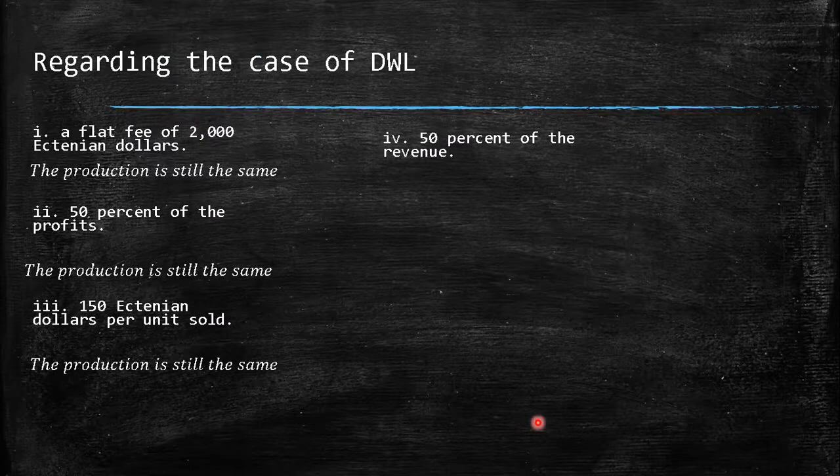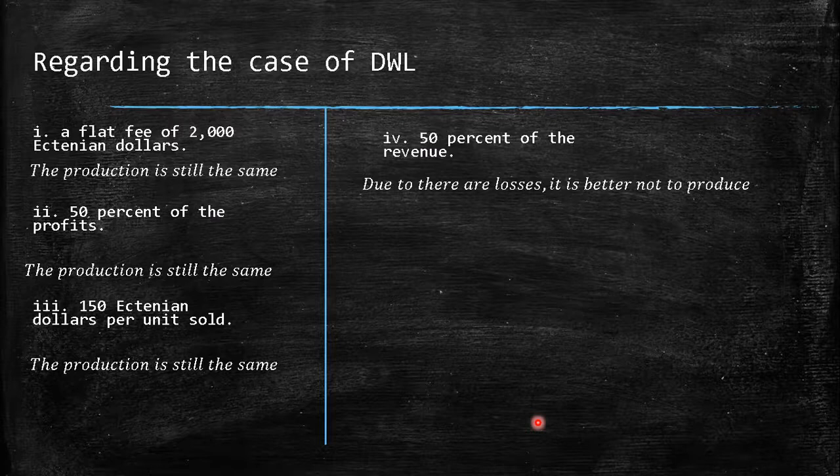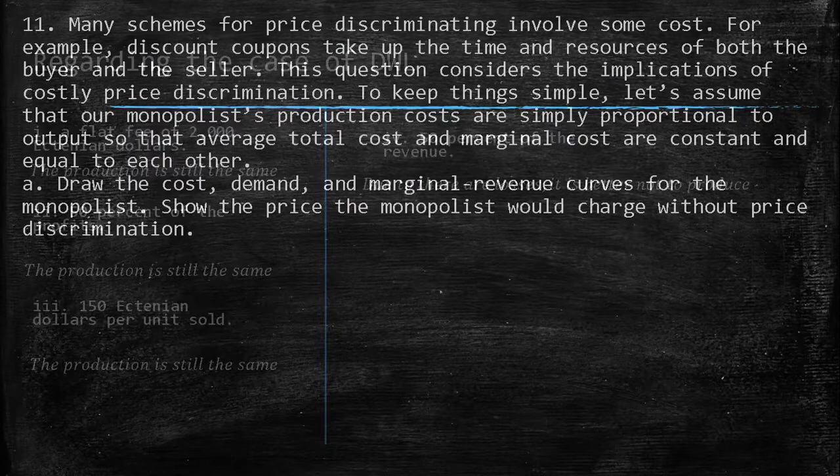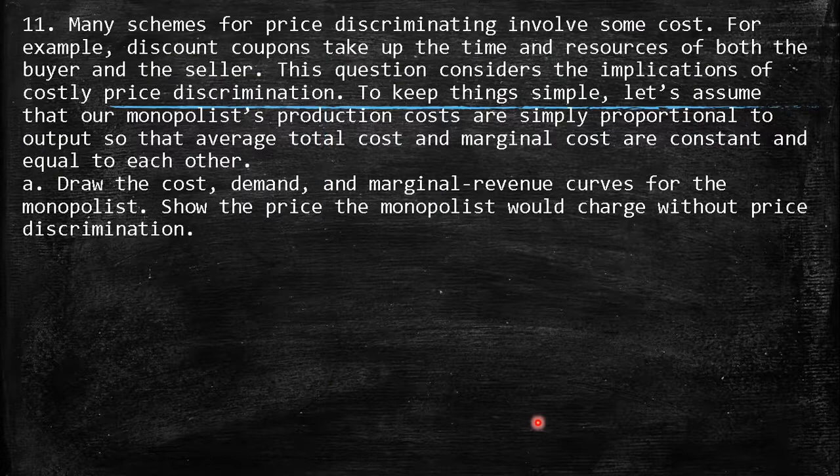Then regarding the case of deadweight loss, the first three don't change any production at all, because the production still remains the same. So it means immediately that the deadweight loss cannot be altered. But the fourth one changes, because due to there being a loss, the production is not going to be the same. It is even better to close the firm and not produce, because if they provide 50% of the revenue, definitely it should be a loss for that company. Then there is not going to be more deadweight loss, but there are not going to be more transactions.